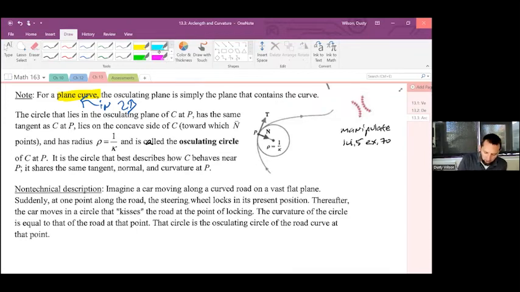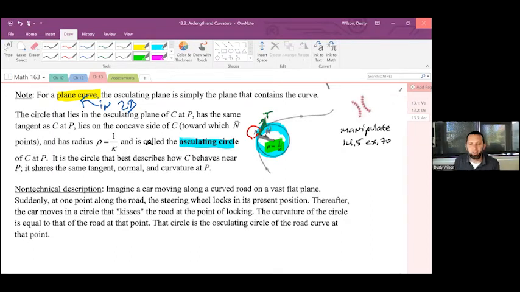So the osculating circle is this circle right here. And you'll notice that it's at the point P. It shares the same tangent, T, and it shares the same normal, N, and the radius is going to be rho equals 1 over kappa.